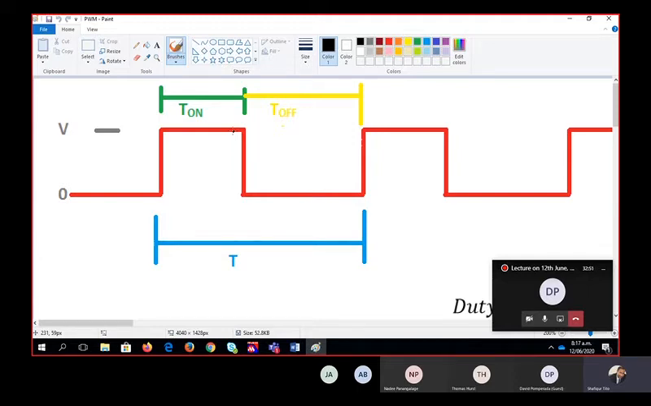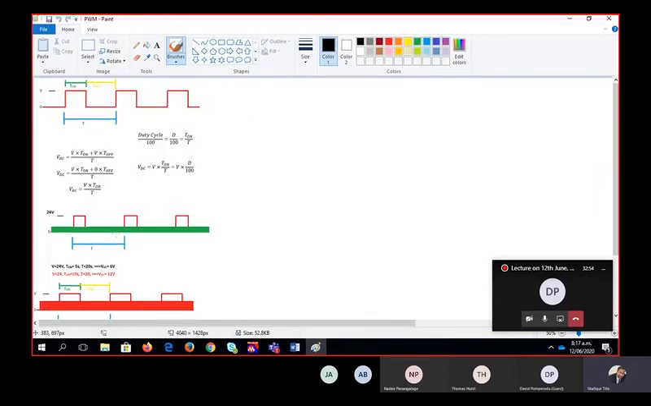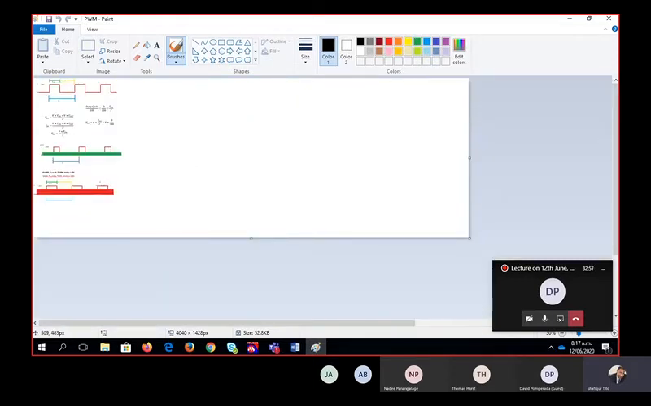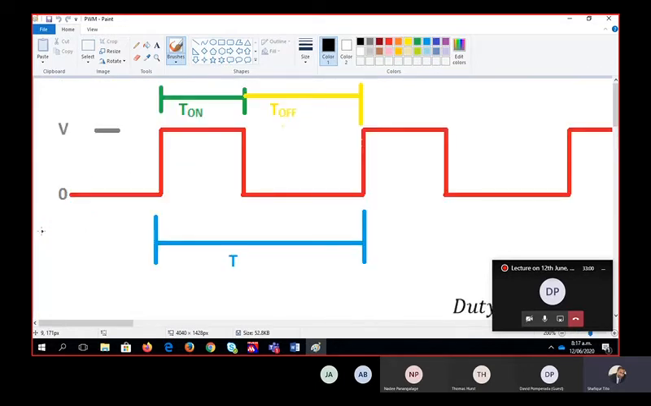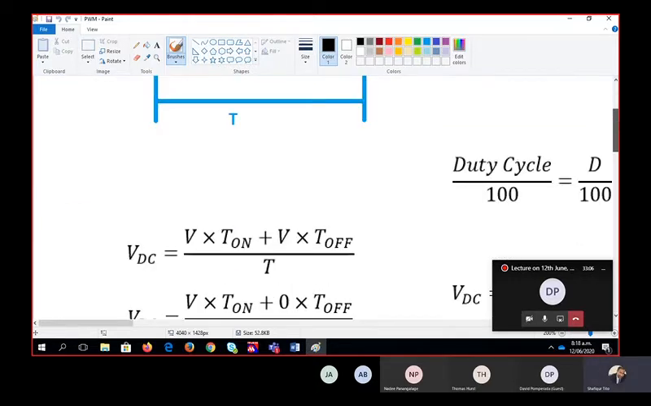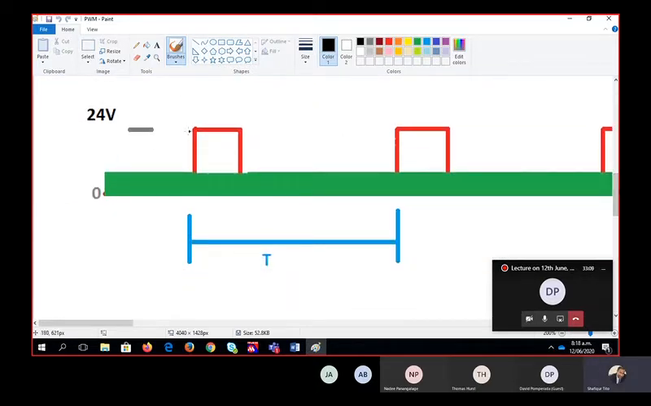Now what happens if I change the pulse? I have given two examples here. If you take a look, one is that this pulse width is reduced. So compared to the previous one, for the first one, I have reduced this width. So here, this width has been reduced. Here, this width has been reduced. So what happens whenever you reduce the width?